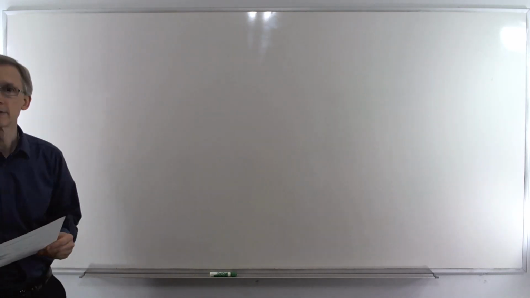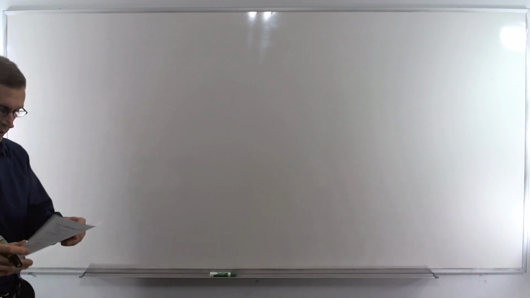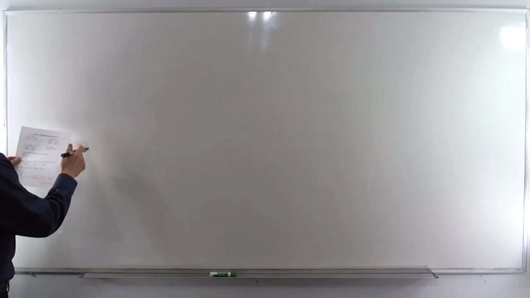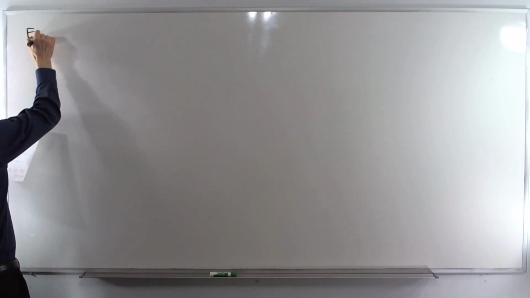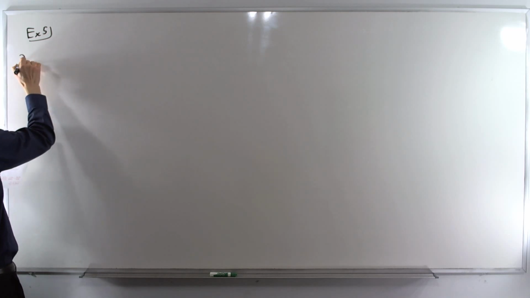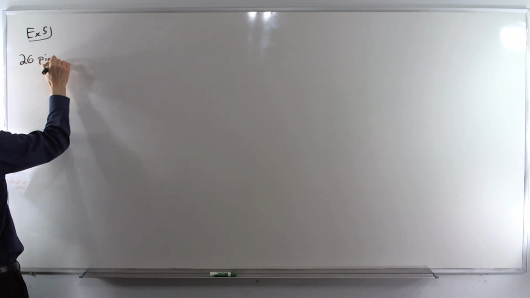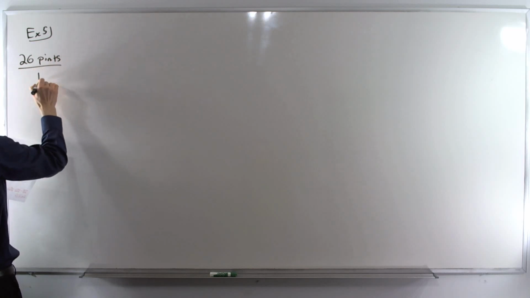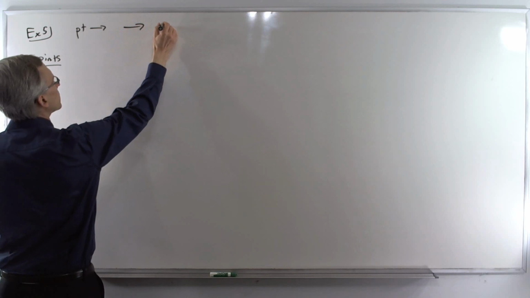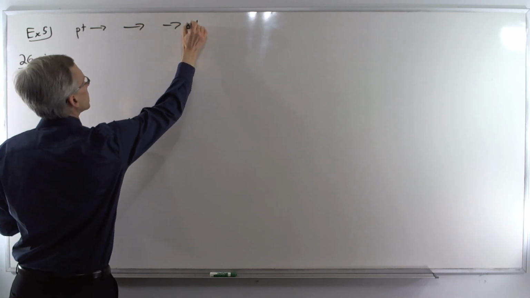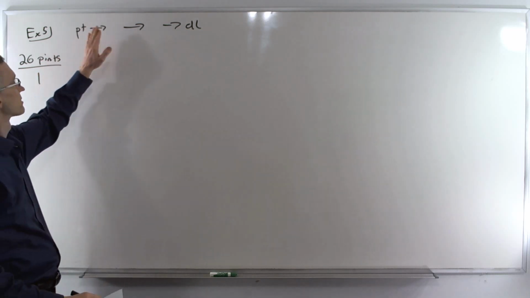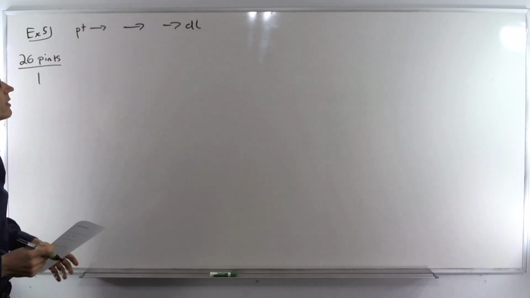Now, some conversions can't even be done in 2 steps. Some are going to require 3. Example 5. 26 pints to deciliters. So we're going to need to get from pint to something to something to deciliter.